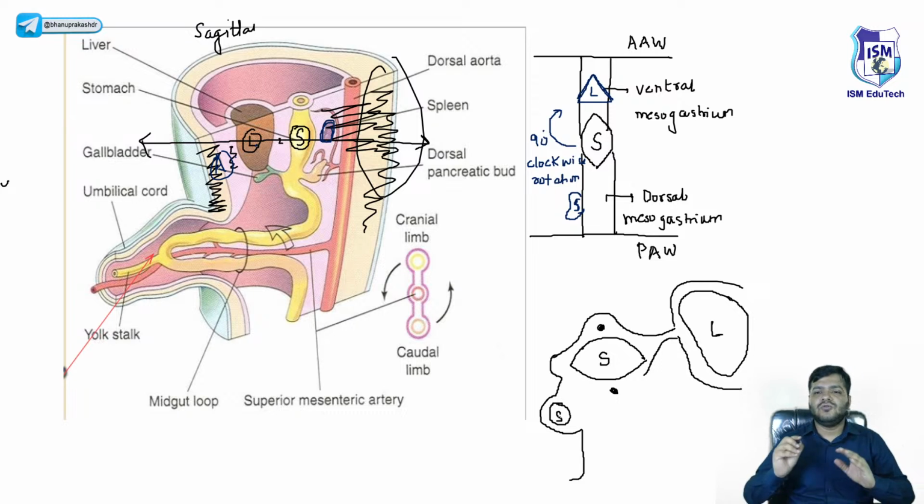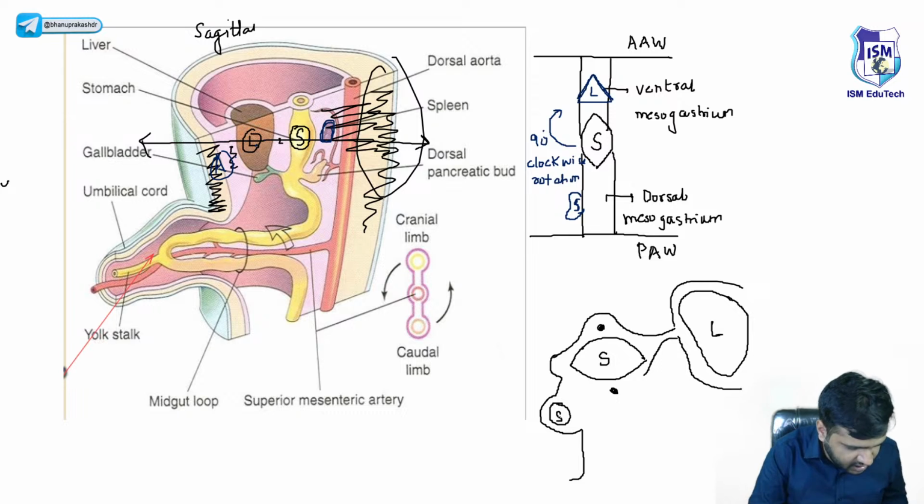I've just tried to show you a picture like this. Due to the differential growth of the liver, the stomach is actually pushed to one of the sides, okay. It's not only that the stomach is growing, it is due to the differential growth of the liver as well, okay.